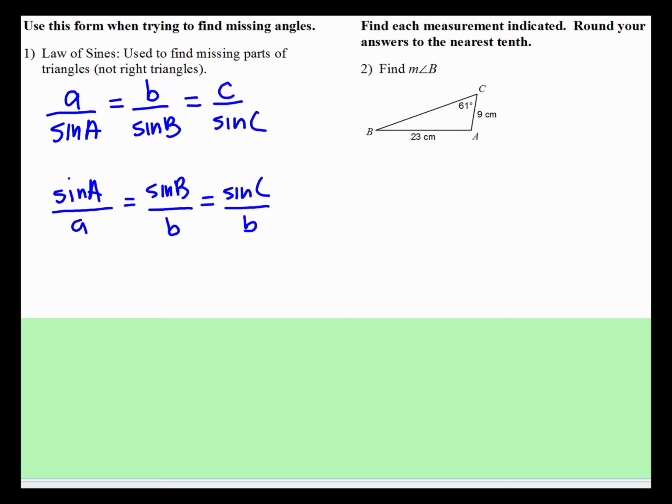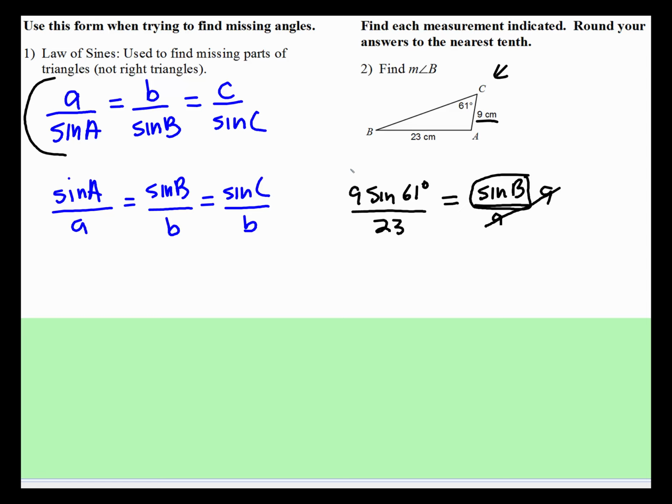Well, then you just set it up. So we know angle C and side c, and we are trying to find the missing angle. So we're going to use these. So sine of angle C, which is 61 degrees, over side c, which is 23, is equal, well, we're trying to find the measure of angle B, so sine of angle B is to side b, which is 9. Well, we want to get this by itself, so we're going to cancel that dividing 9 by multiplying.